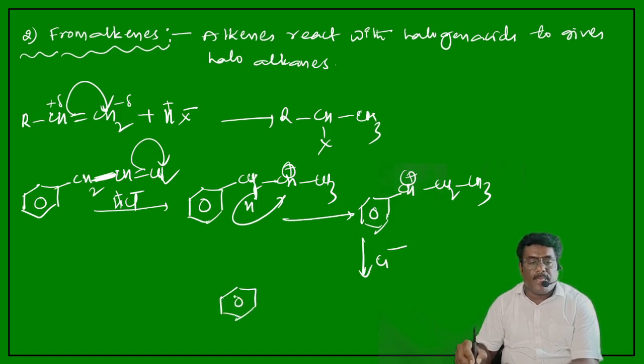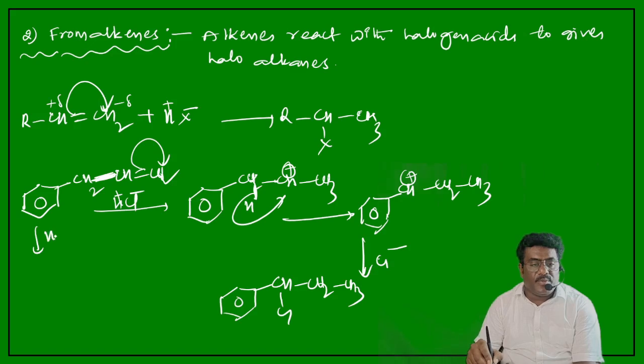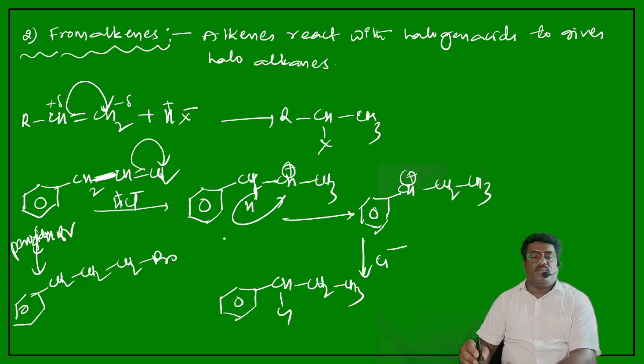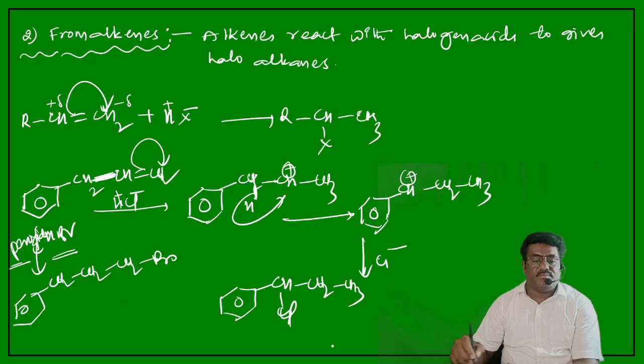It gives CHCl CH2 CH3. If it reacts with hydrogen bromide in presence of peroxide, what is the product? This is the product, CH2 CH2 CH2 Br. With HCl, the H plus gives the chlorinated product; hydrogen bromide in presence of peroxide gives the bromo product. Let's move on.